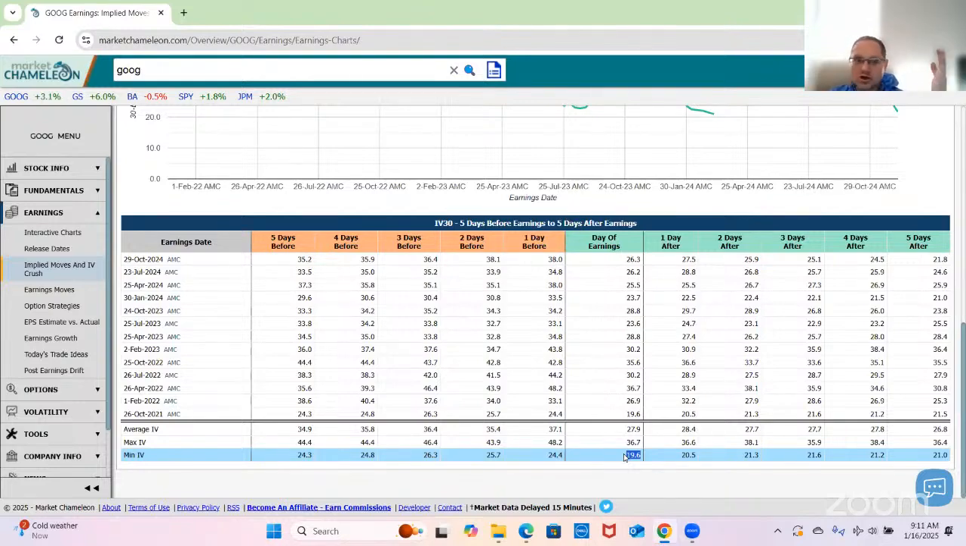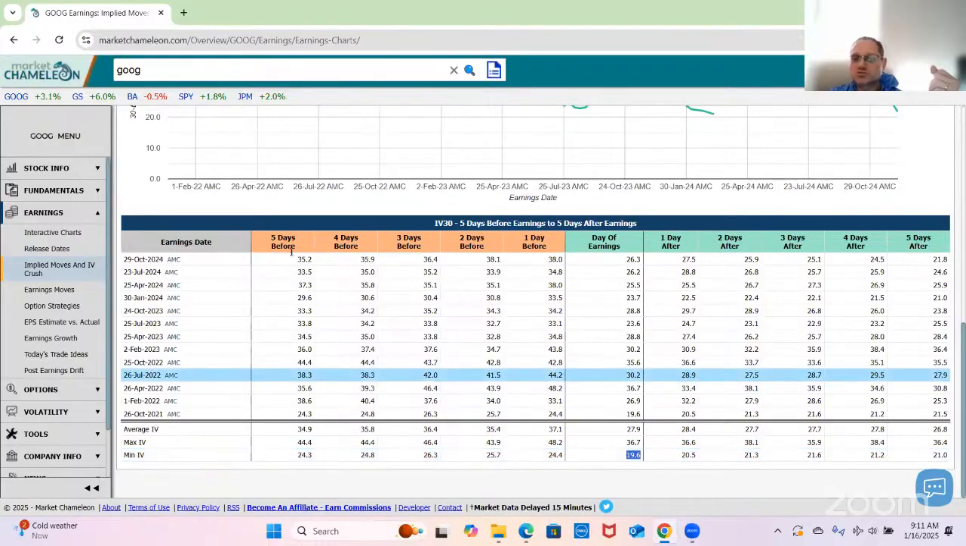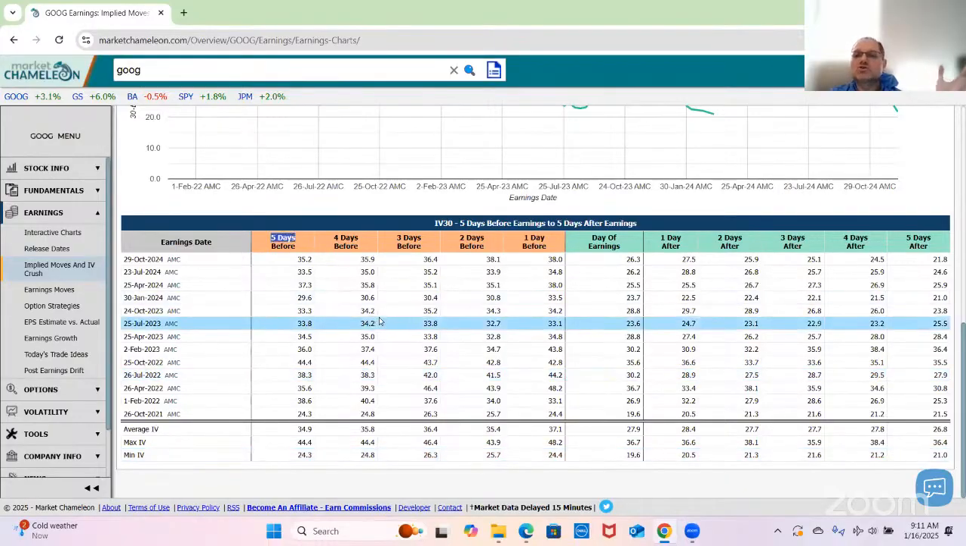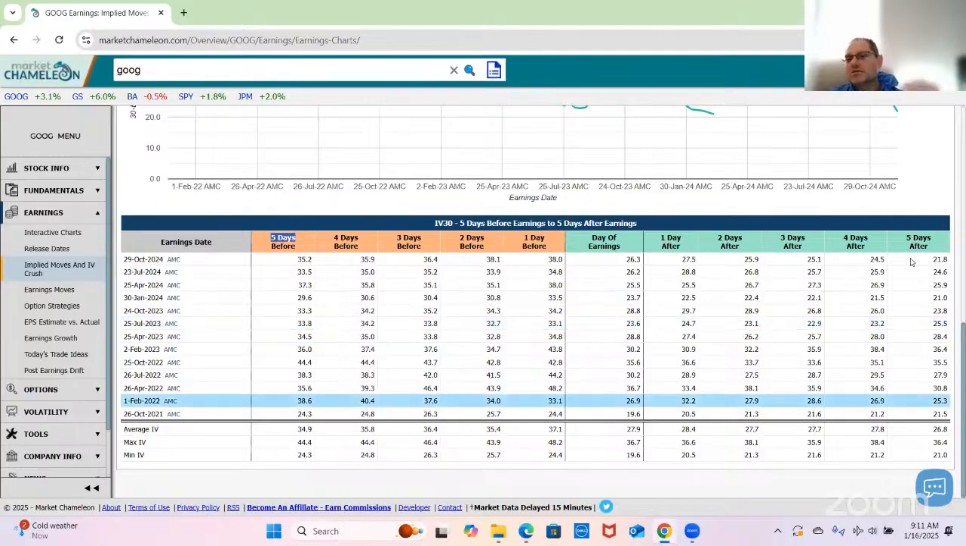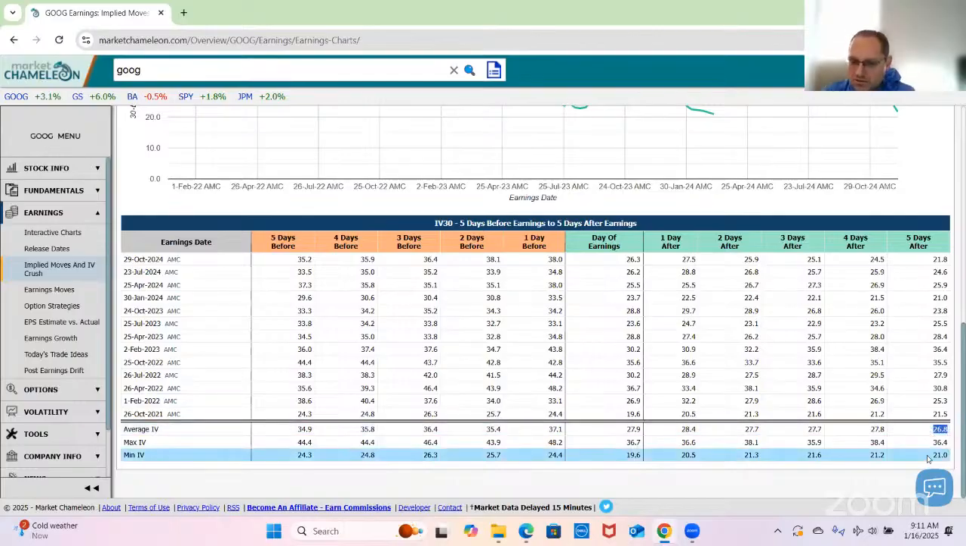let's say the earnings are somewhere within this table range. We could see here this table in particular starts 5 days before the earnings announcement and goes all the way out 5 days after, to here. So it's a quick reference table to see and compare the current implied volatility and where it falls within its historical range.